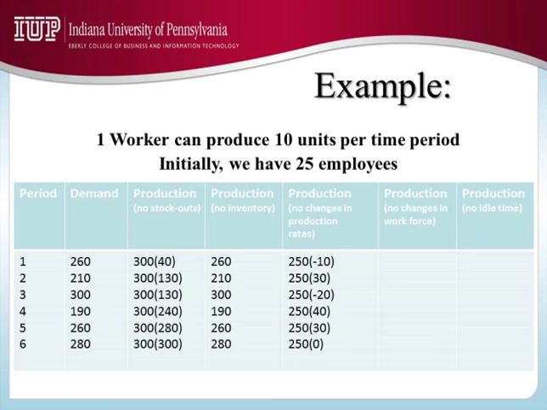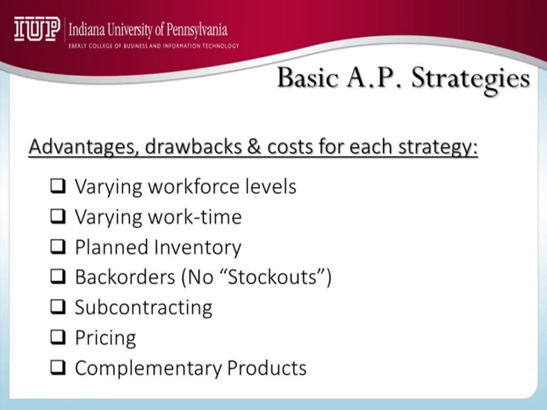In some cases, it may be no inventory. Some cases, it may be no stockouts. In some cases, no changes in production rate. So there is a particular weight for each of these objectives. You have to look into that. We will get to the technique of aggregate planning in a few minutes. But this example should drive home this particular slide where the objectives are conflicting in nature.